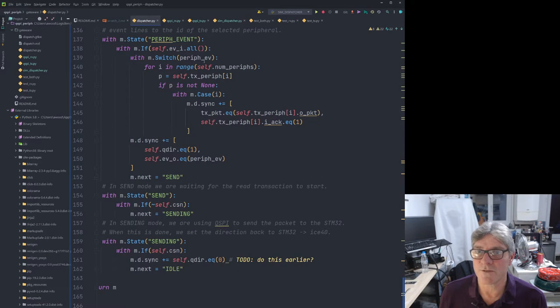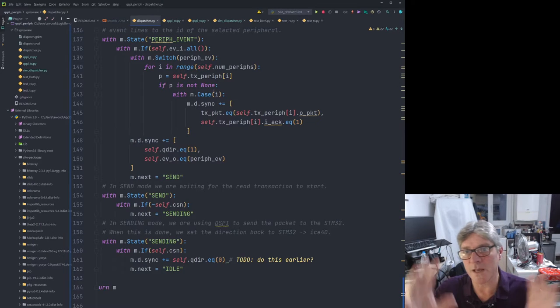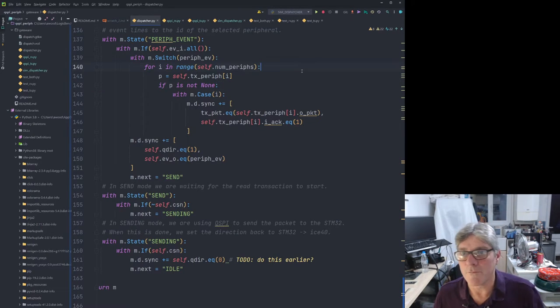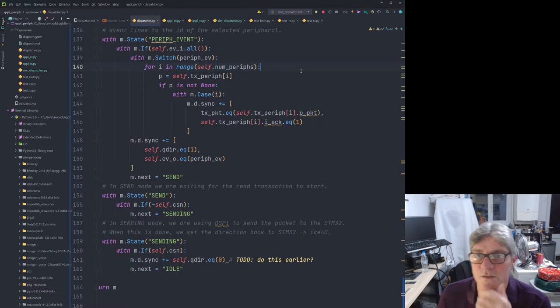With m.Switch(peripheral_ev), we're now making a decision, building a switch case, like a case statement, based on the peripheral IDs. We're going through the number of peripherals, and obviously if there are none, we don't bother putting a case in for them. But for all the peripherals here, we're building up a case statement, which is like a MUX effectively inside the HDL. This gets turned into a MUX.